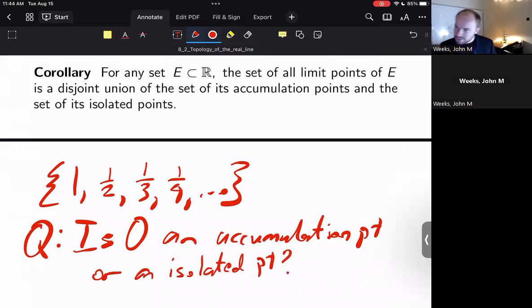And after thinking about it for a little bit, you might start falling into one camp or the other. You might say isolated point because, well, 0 does feel like it's all by itself. It's the only limit point of this thing. But I think a lot more evidence lies behind the accumulation point argument.